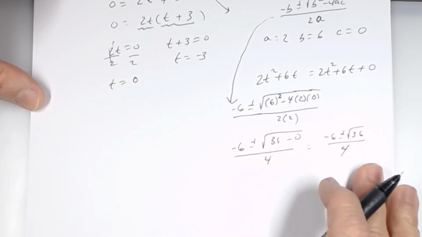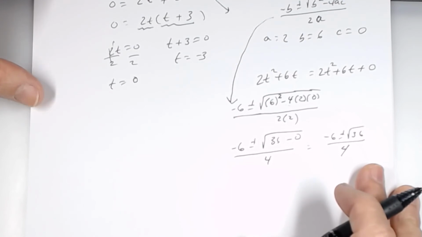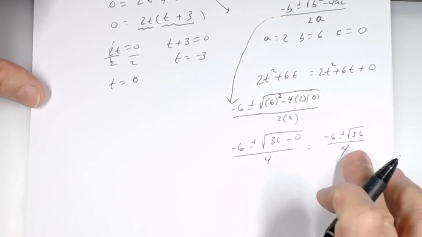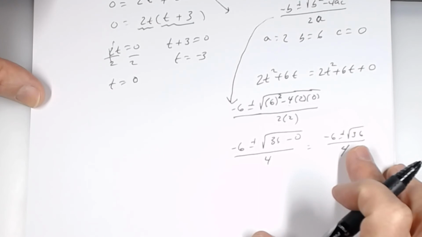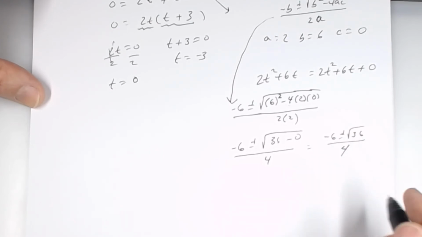Now, what's the square root of 36? 6. Now, remember we talked about rational and irrational. Are my solutions going to be rational or irrational? Rational, because 36 is a perfect square, so when I take the square root of 36, the square root is no longer there.